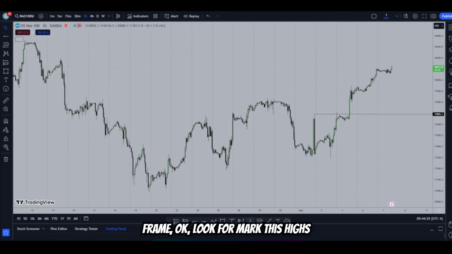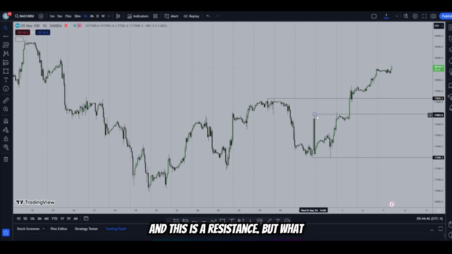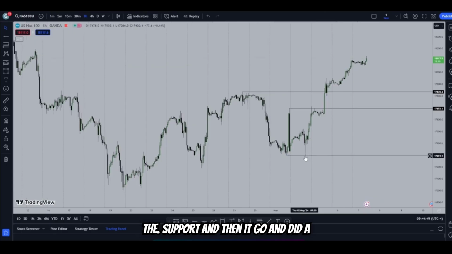If you're on a 1-hour time frame, okay, mark these highs, because these highs are like resistance and this low is support. Okay, so like this is how it is. So this is a support and this is a resistance. But what happens is, it takes the stop losses from the support and then goes and does a liquidity run in resistance. So I hope you understood this one.